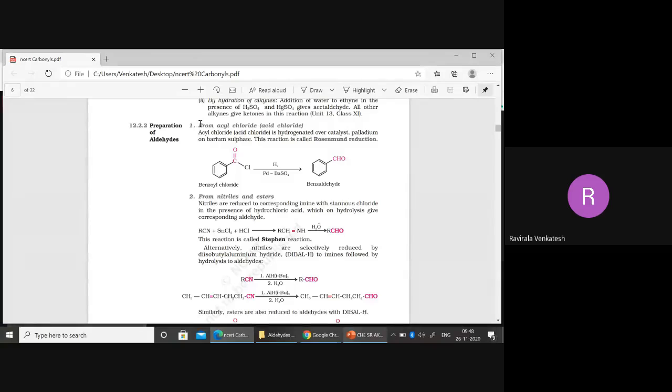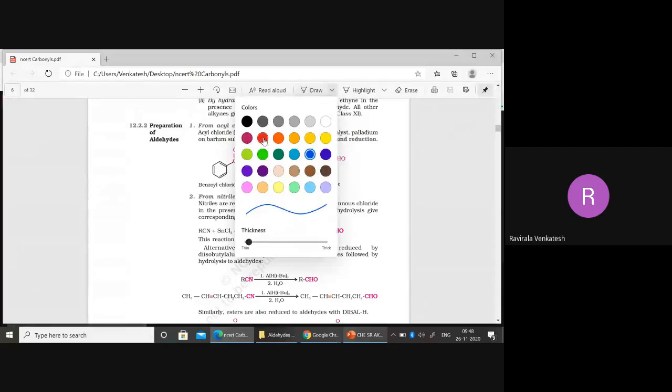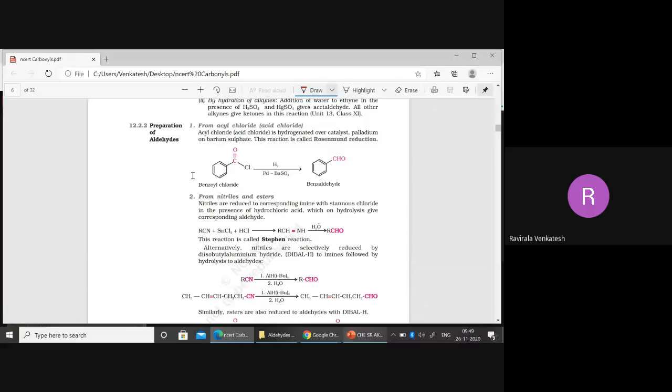Preparation of aldehydes from acyl chloride, or acid chloride. Remember acid chloride, right? Yesterday in class I told you how to write acid chloride. How do you write acid chloride, beta? Anybody? Yesterday we discussed this one.